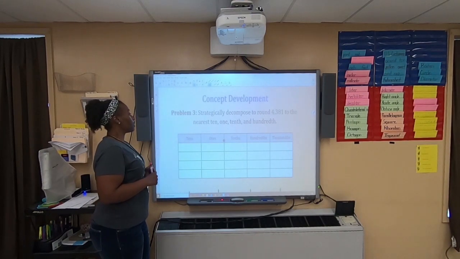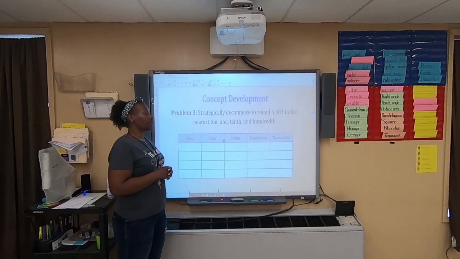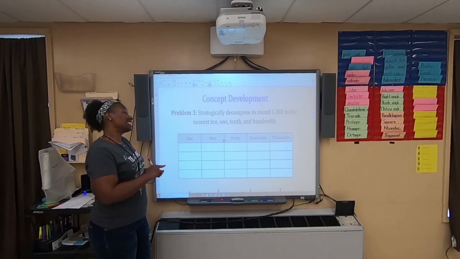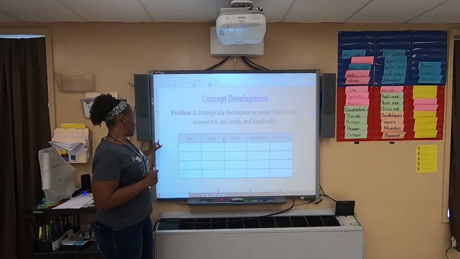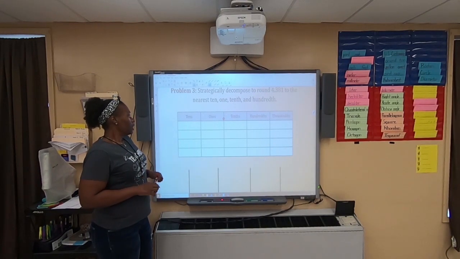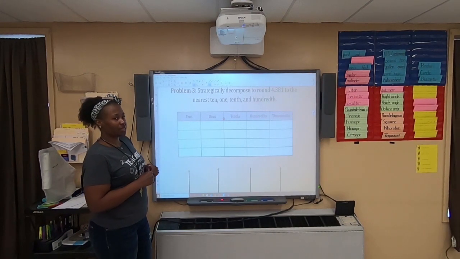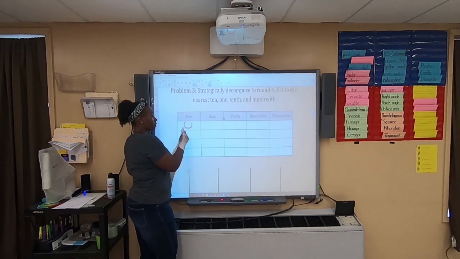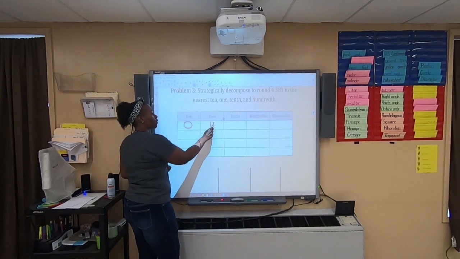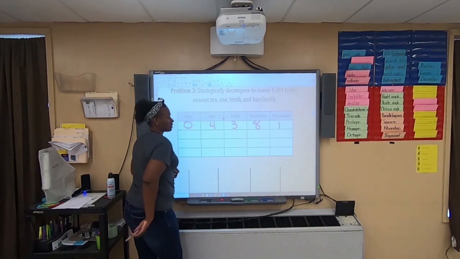Okay. Moving on to our next one. We're going to start by decomposing 4 and 381 thousandths to the nearest tens, ones, tenths, and hundredths. So we're going to round this one 4 different ways. I'm going to start my decompose with the tens. Notice we don't have a tens, so I'm just going to put a 0 because we don't have anything in the tens place. The number starts in the ones. So we got 4 ones, 3 tenths, 8 hundredths, 1 thousandth.